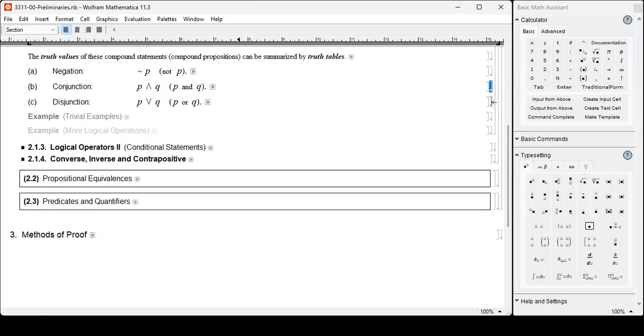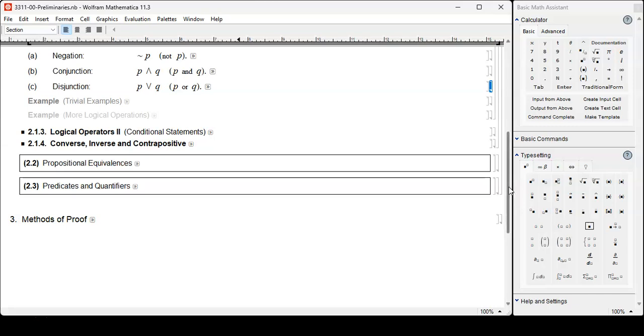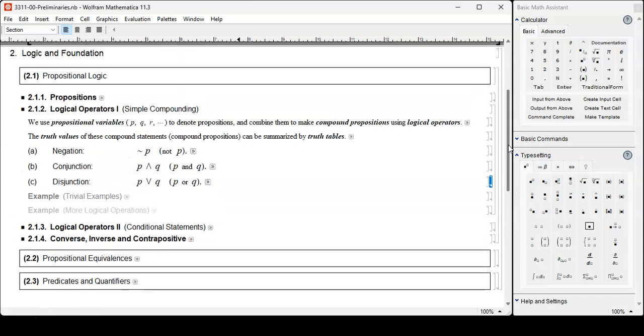Finally, disjunction, P or Q. It's a union. We have true all the way except the last one, which is false. That corresponds to the outside here, the white region. Otherwise, T, T, T. These are standard 3. There are 2 more.